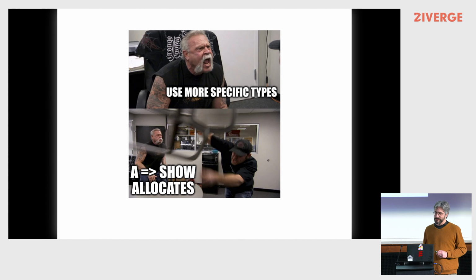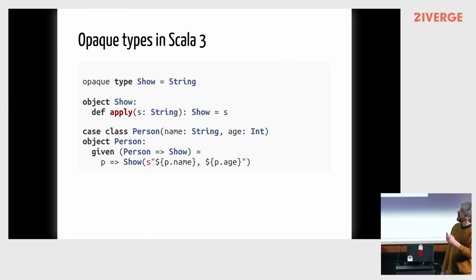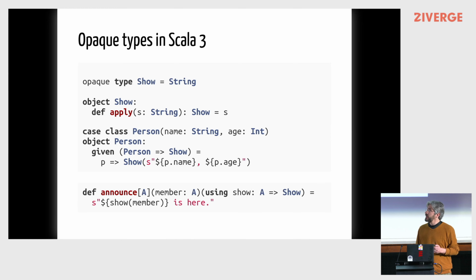And obviously the counter-argument is that it allocates at each call instead of allocating once for the type class instance. So one cool thing in Scala 3 is opaque types, which is a kind of newtype from Haskell. Basically that removes the runtime overhead, and we have type safety, which is really cool. So we can see an example. We have Show as simply a String. We have the constructor, and then just an example of a silly Show instance for Person, which we encode simply as a function.